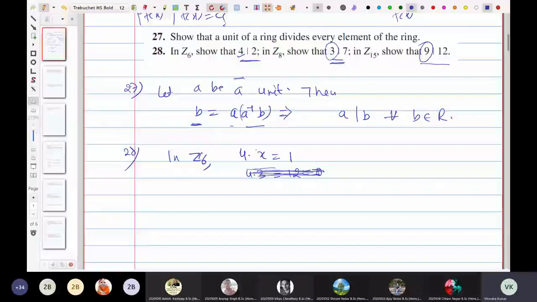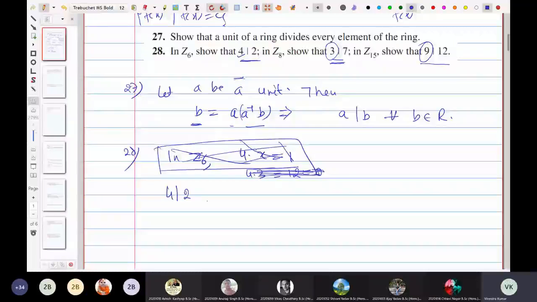I don't know whether they have written it or there are some typos. This should be. What about in Z15? Or we can write like this. If it is not so, then this is a way of doing the thing, but we can still try.